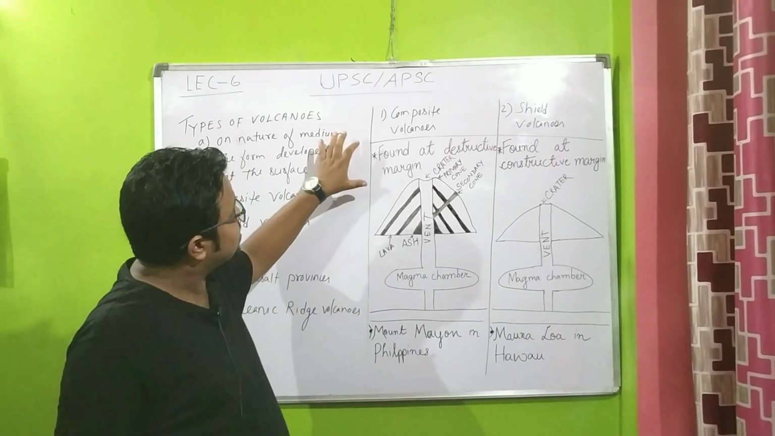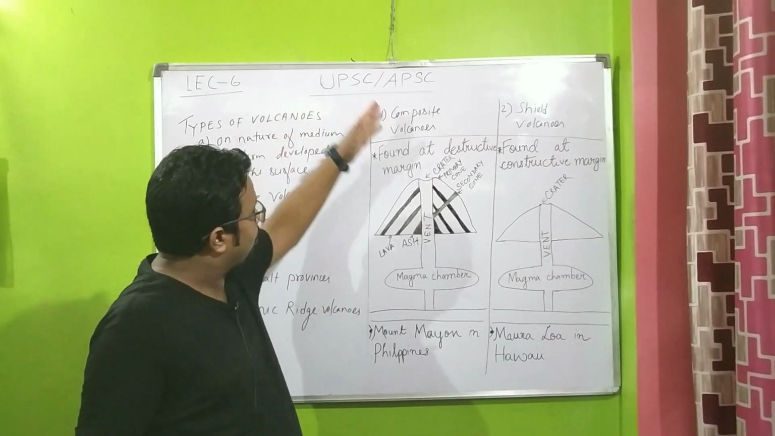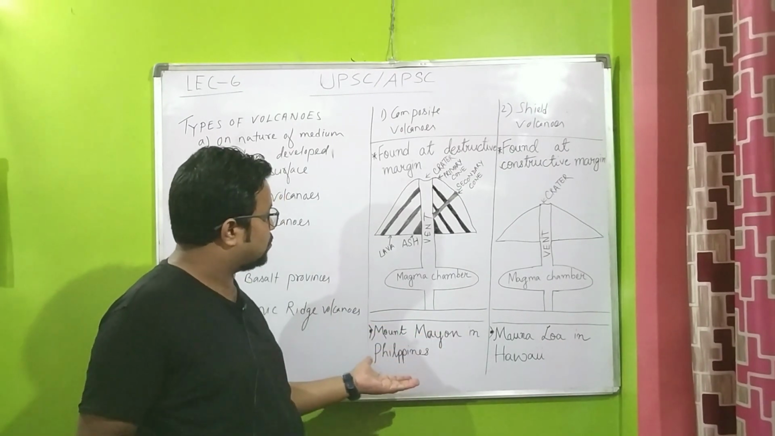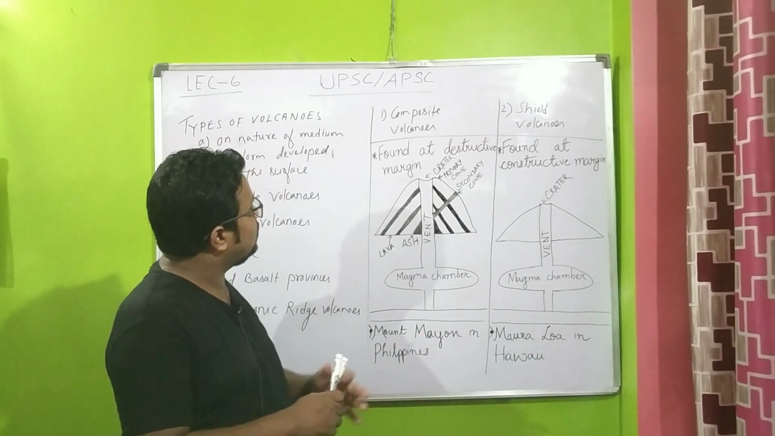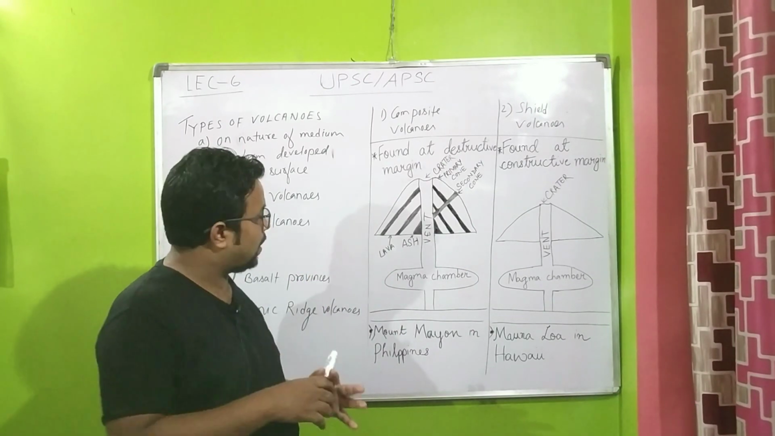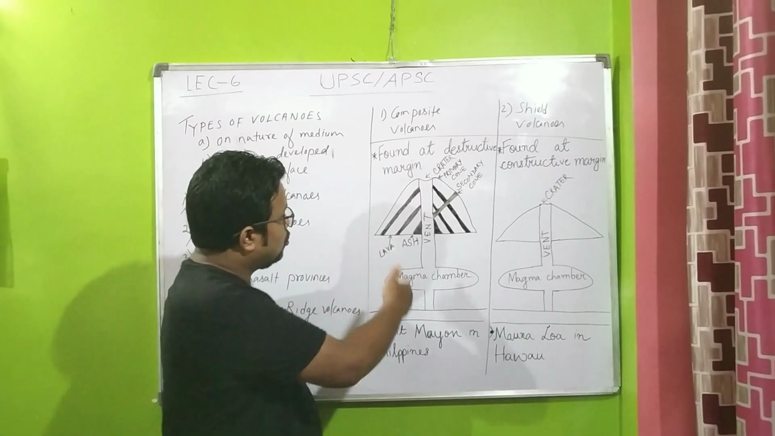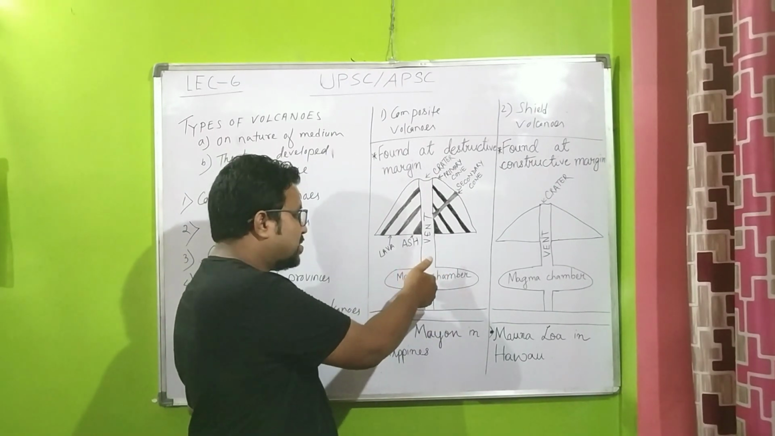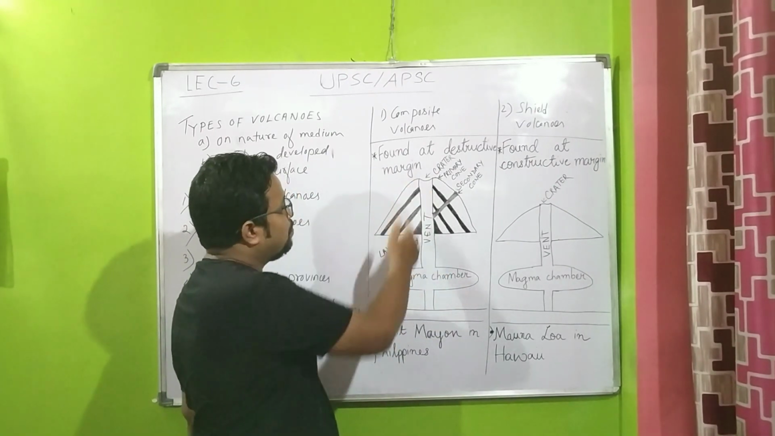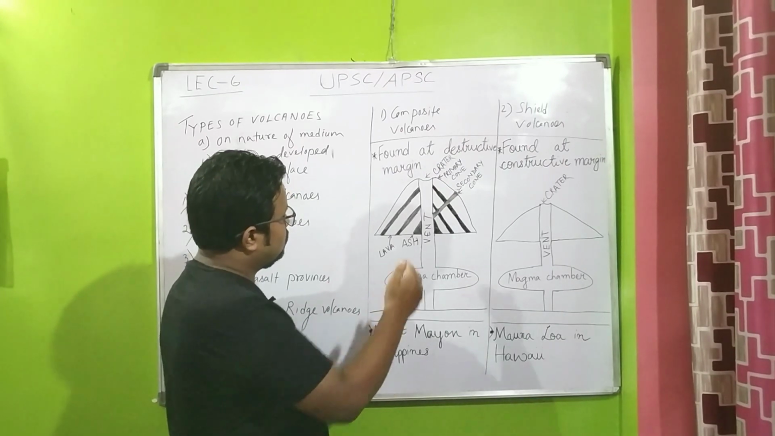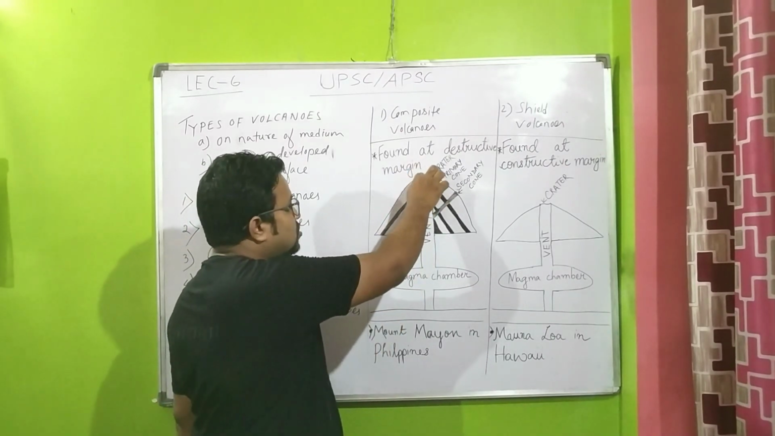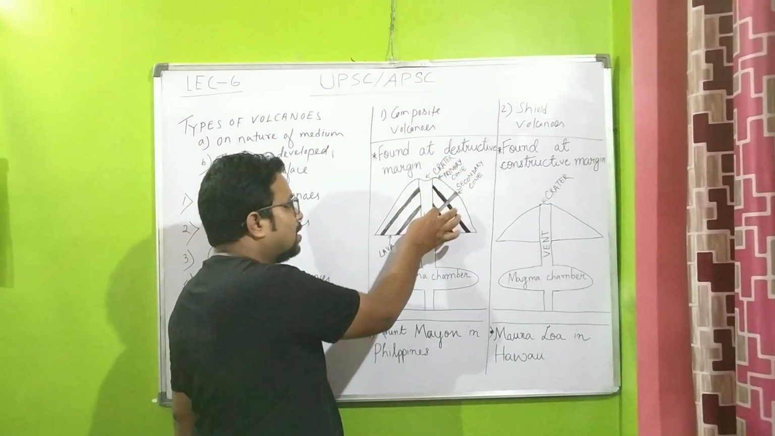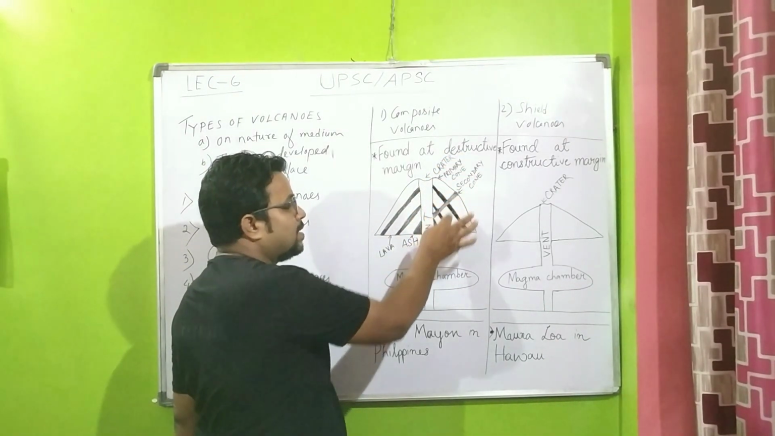Now, one example of composite volcanoes is Mount Mayon in the Philippines. Now, how does this volcano look? It looks like this. This is the magma chamber through which the magma flows. This is called the vent. This region is called the crater. This point is called the primary cone. This point is the secondary cone.